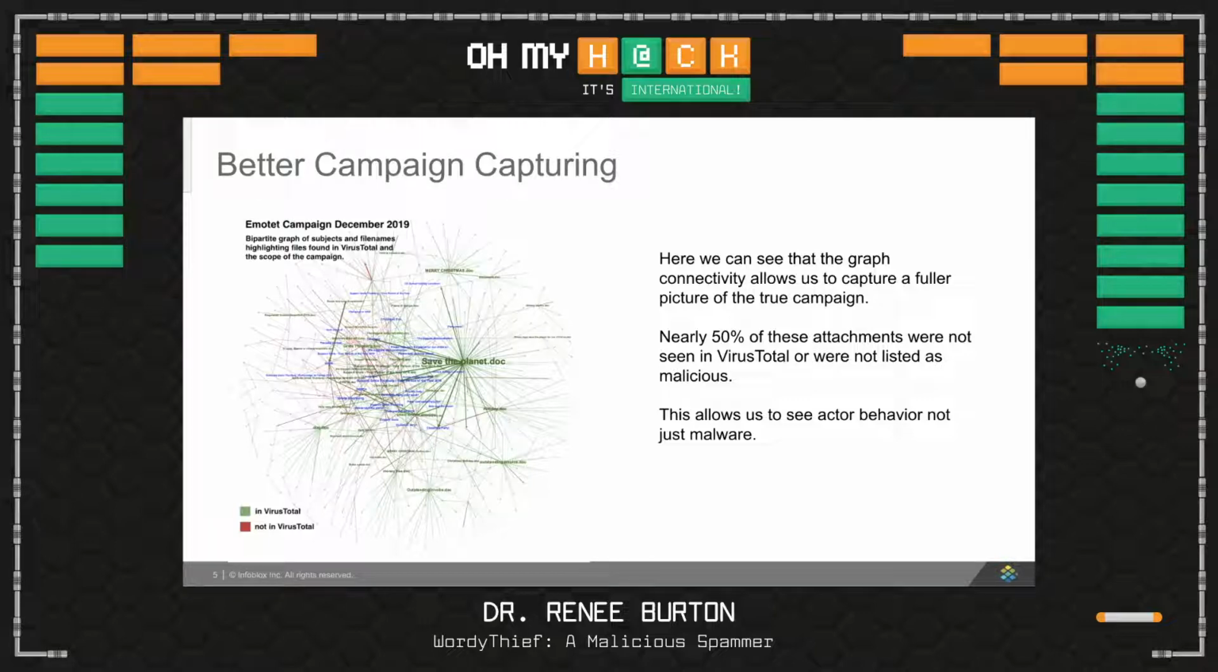In any case, the way this works is that the dominant part on the right side, which is green, has save the planet .doc in it. Those are seen in VirusTotal and known to be malicious. Over on the left side, there's a huge number that are not seen in VirusTotal, not known to be malicious. But we're able to put them all together and understand them as single activity of Emotet through this graph connectivity.